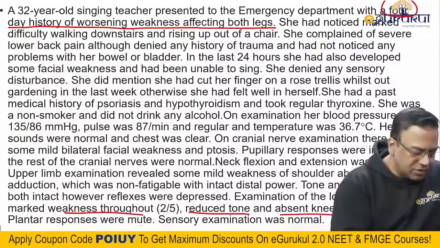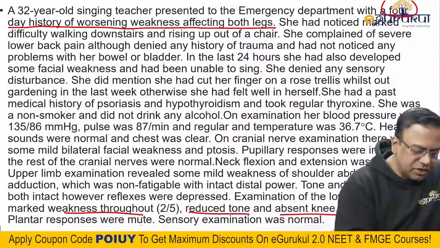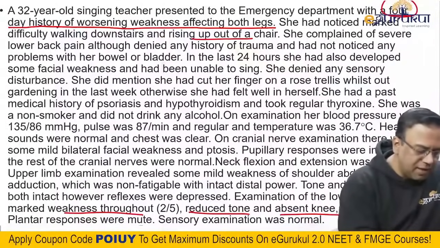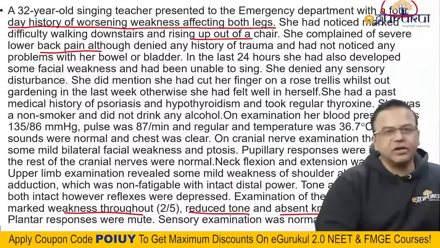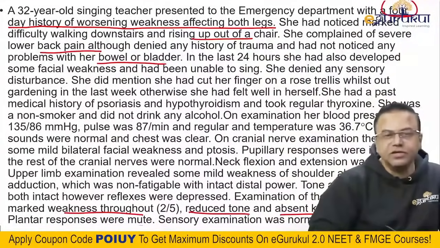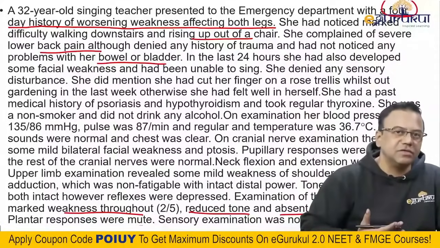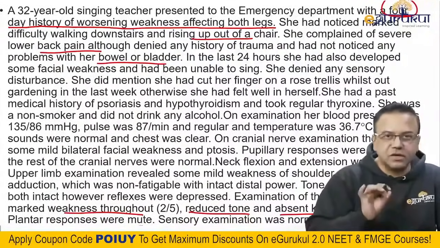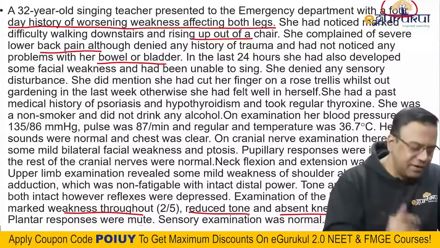What else are you noticing over here? Okay, this is a patient who's got marked difficulty in walking downstairs, rising out of the chair, and complains of severe low back pain. This kind of radiculopathy is another feature suggestive of GBS. Denied any history of bowel bladder involvement. Again, in GBS, until advanced disease, you will not see bowel bladder involvement. Although autonomic manifestations occur in GBS, they occur much later in the course.